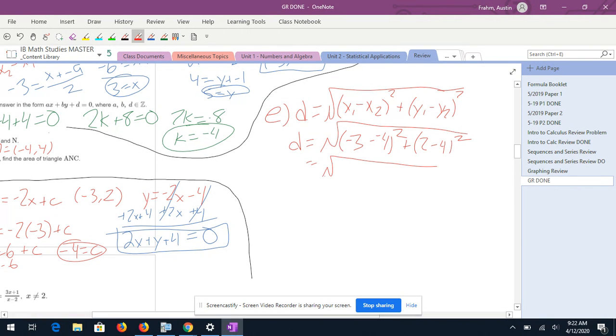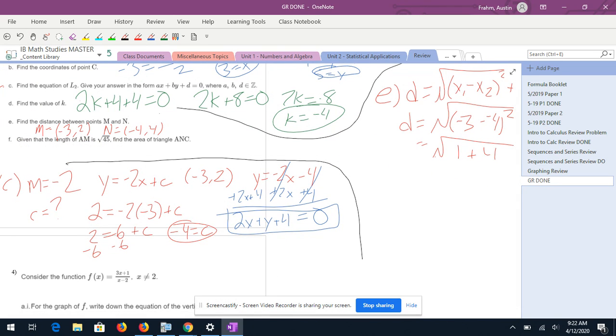-3 plus 4 squared would be 1 squared, which is 1. 2 minus 4 squared would be -2 squared, which is +4. So the distance between these 2 points would be the square root of 5. And we can leave it just like that.